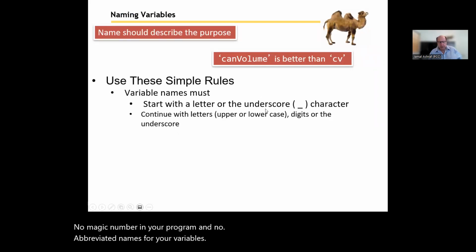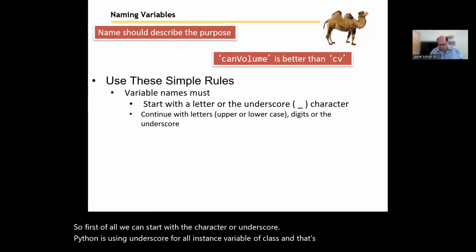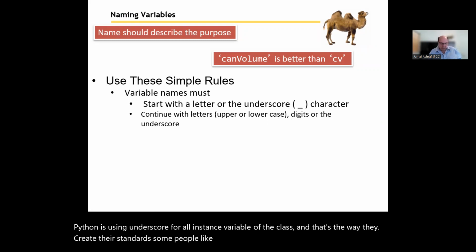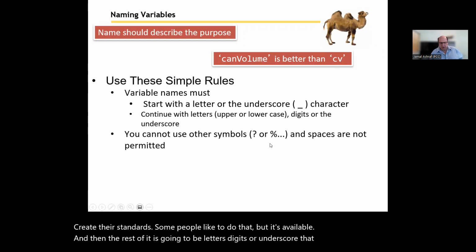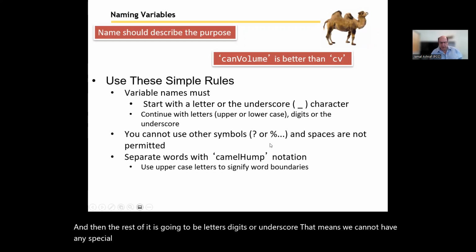So first of all, we can start with a character or underscore. Python is using underscore for all instance variables of a class, and that's the way they create their standards. Some people like to do that, but it's available. And then the rest of it is going to be letters, digits, or underscore. That means we cannot have any special character. Most of you know this already.